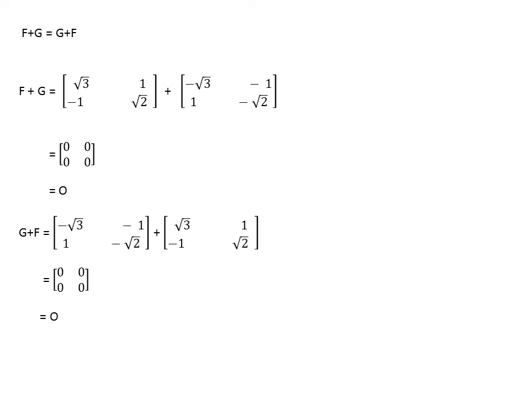So we can conclude from both these results that left hand side equals right hand side, and we can also say that matrix G is the additive inverse of matrix F, because the addition of both these matrices will give us a 0 matrix.